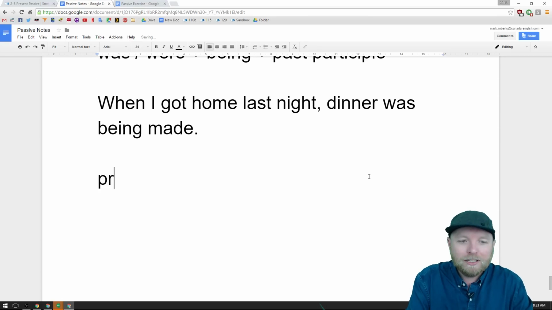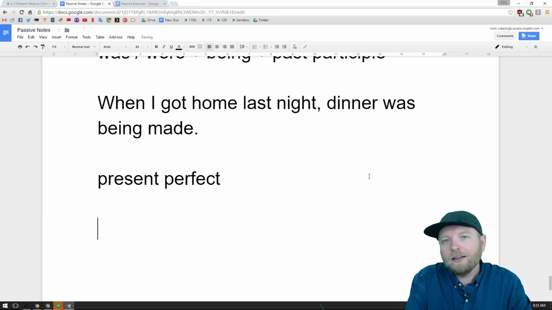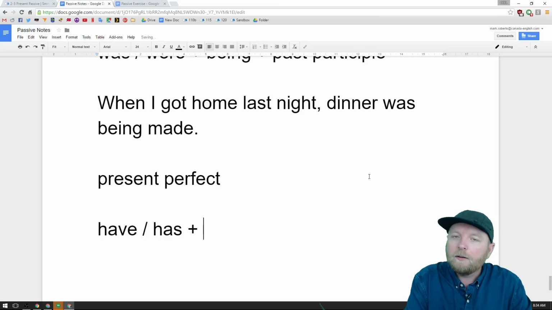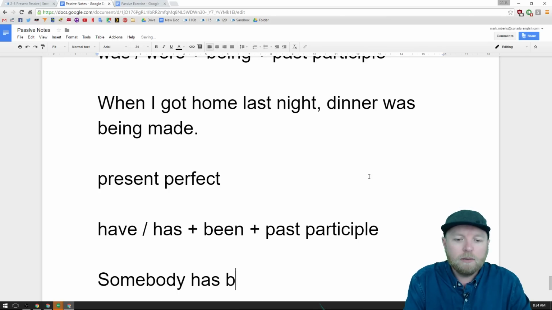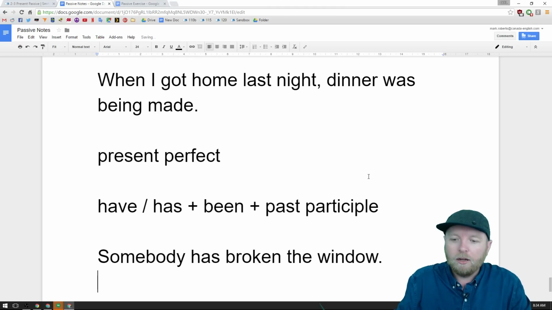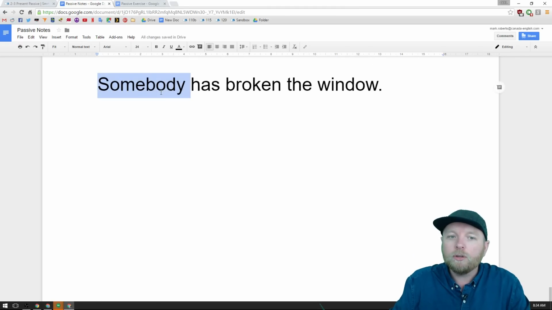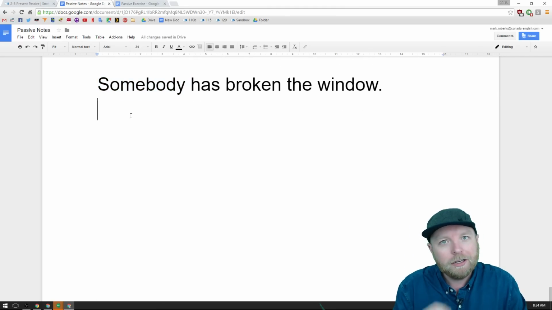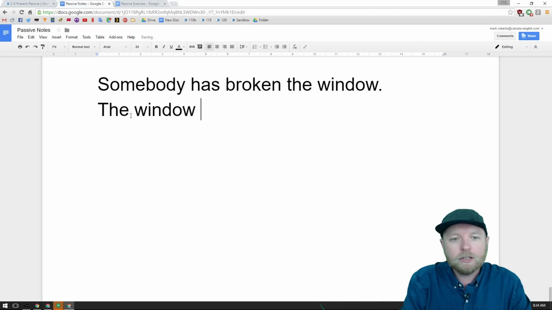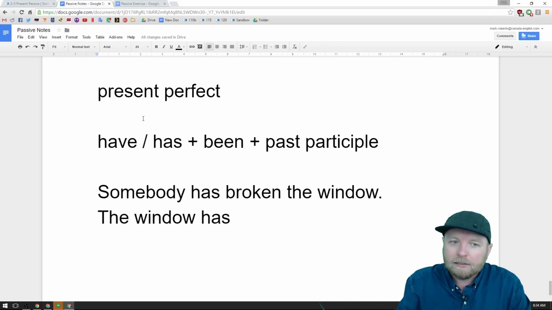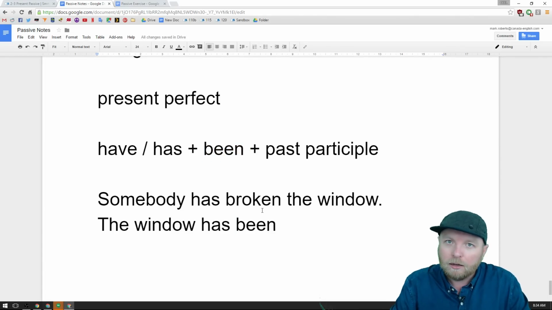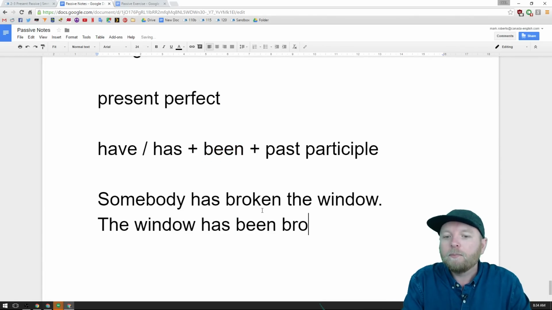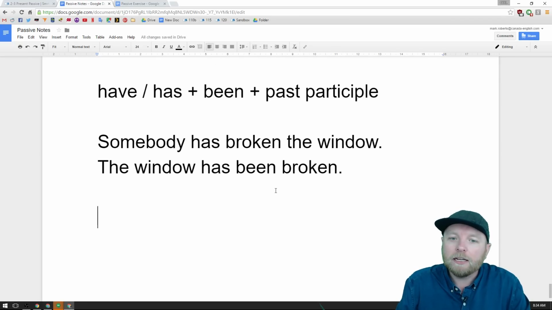Okay, what about present perfect? Well, we use have or has plus been plus a past participle. Example, somebody has broken the window. We don't know the agent. So it's very common to say passive. The window has, okay, been, because in passive we always need be, and past participle, right? Broken. The window has been broken.